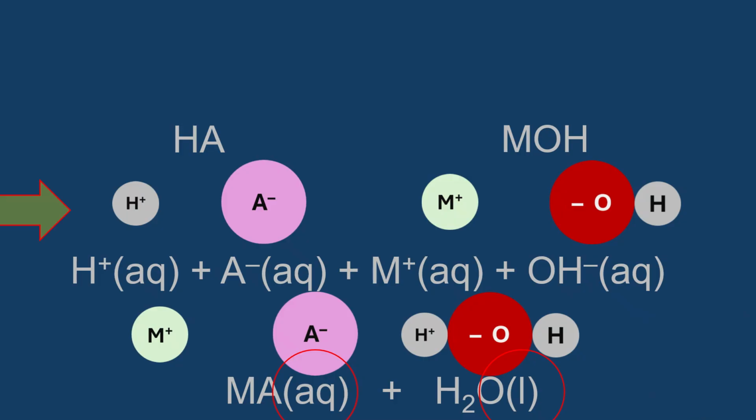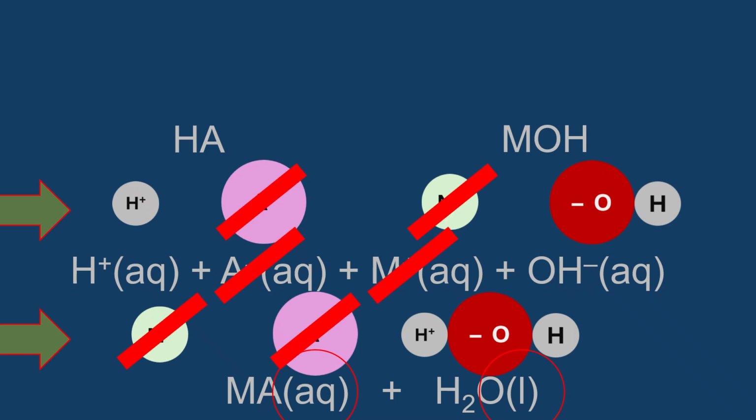The top row of ions illustrates what was present in the reaction mixture prior to the reaction occurring. The bottom row of ions illustrates what was present in the reaction mixture after the reaction occurred. The N+ and the A- ions are present in the same number and the same form at the beginning and the end of the reaction. They did not take part in the chemical change that occurred and are acting as spectator ions.